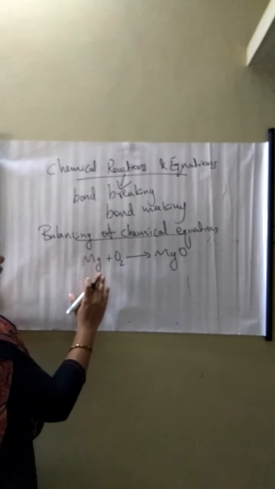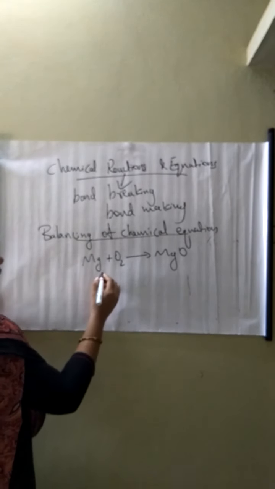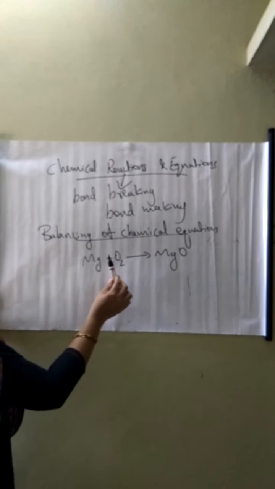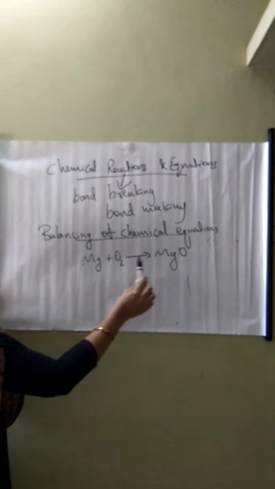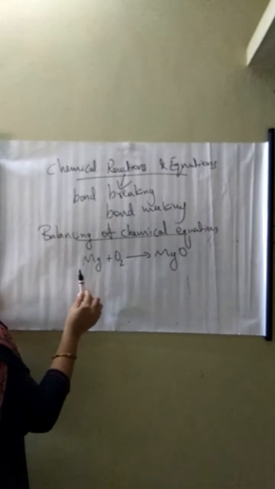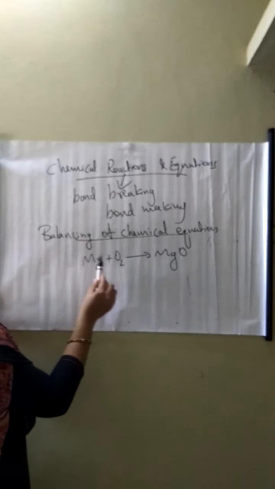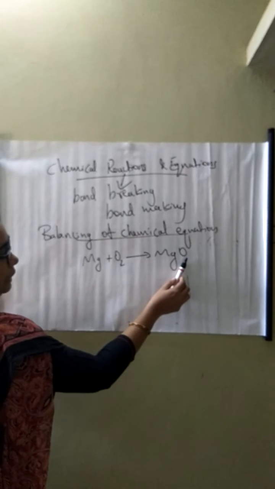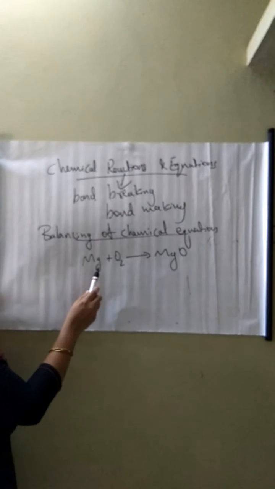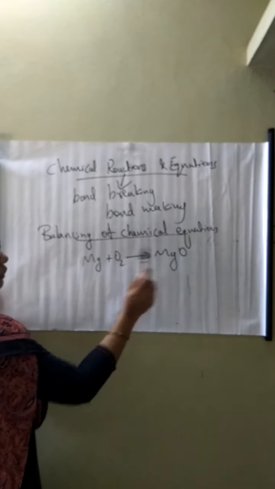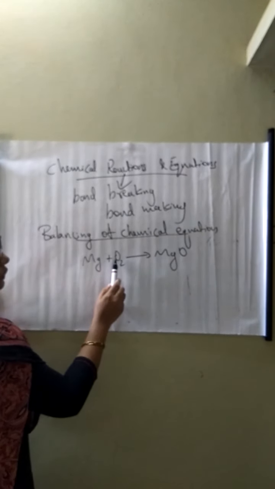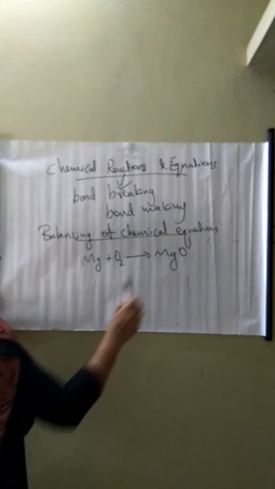And also we have to write the physical state. Here we can see magnesium one atom, then O2 molecule, and magnesium oxide is produced. In 9th standard you learned about the mole concept. 1 mole magnesium reacts with 1 mole O2 to form 1 mole magnesium oxide. So it's not a balanced equation. The number of atoms on the left side and on the product side are not equal. Magnesium has only 1 atom here and 1 here, but oxygen has 2 on one side and only 1 oxygen on the other.